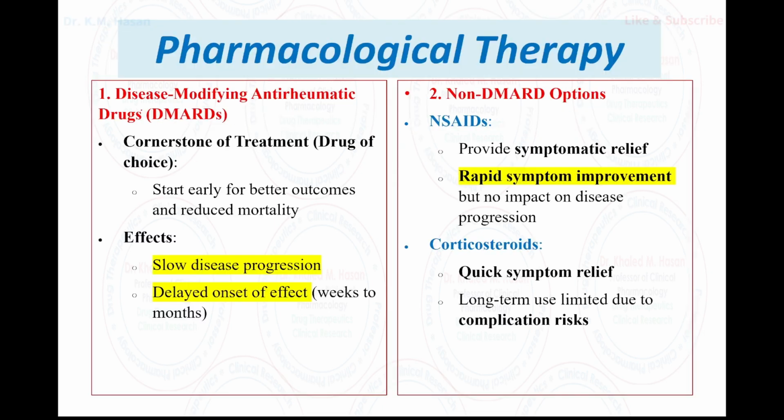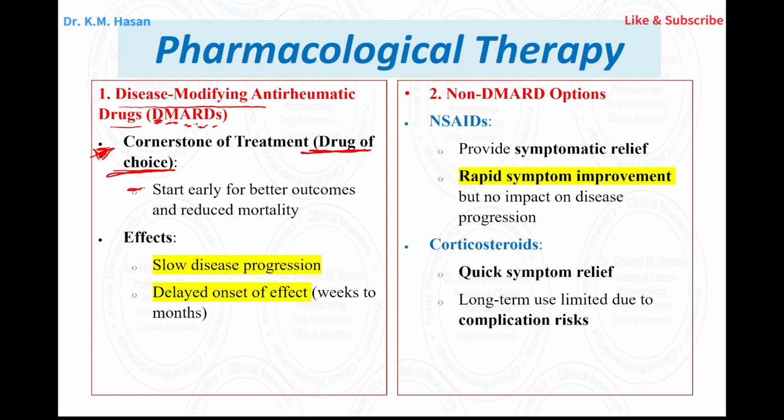Okay, so regarding DMARDs, DMARDs stand for disease modifying anti-rheumatic drugs. This group of medication is considered the cornerstone of rheumatoid arthritis treatment, the drug of choice. We need to remember that. When you diagnose a patient with rheumatoid arthritis, start using DMARD. So DMARD, drug of choice.